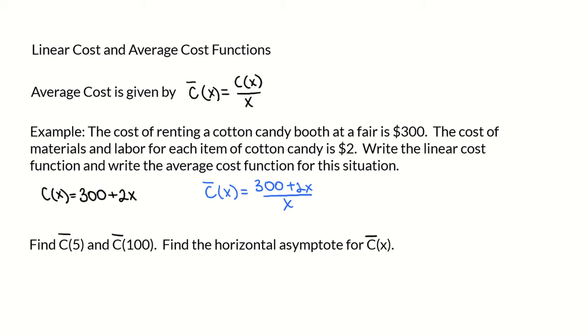Now using that average cost function, we're going to find C bar of 5 and C bar of 100 and compare those values. So C bar of 5 means what is the average cost for producing 5 items of cotton candy. And we plug in 5 to the C bar function above.